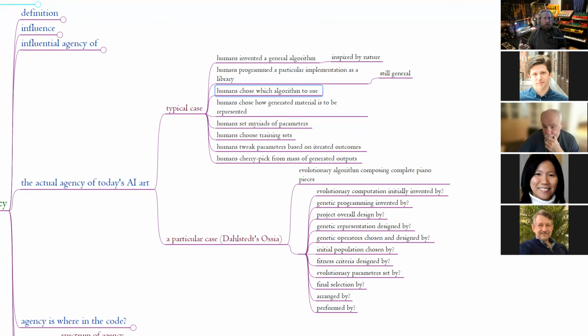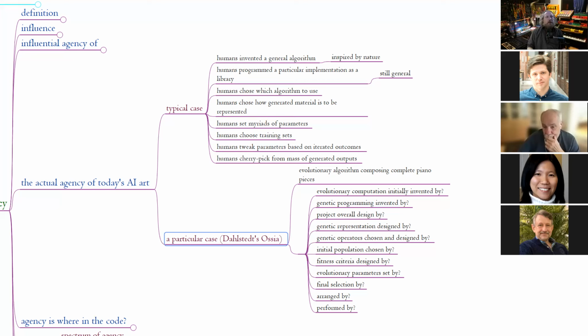Some humans chose which algorithm to use in this particular project. Some humans chose how the generated material is to be represented as a data structure. Should the music be a list, a tree, a grammar, some generative code, or should it emerge from a rule system, or should it be a waveform? There are myriads of parameters for executing these algorithms. We choose training sets, which also involve lots of critical choices, and we tweak parameters based on iterated outcomes during the design process or testing. And we also cherry-pick from a mass of generated outputs.